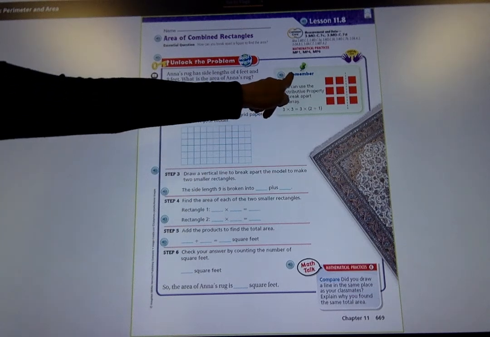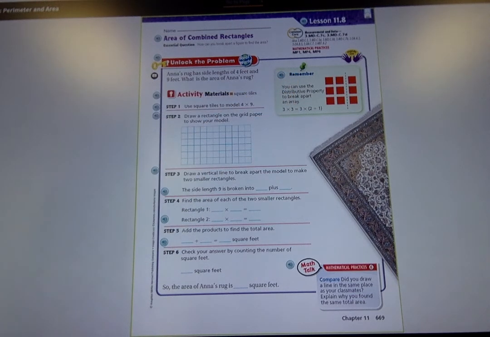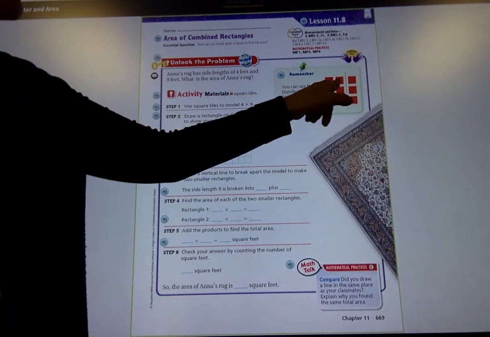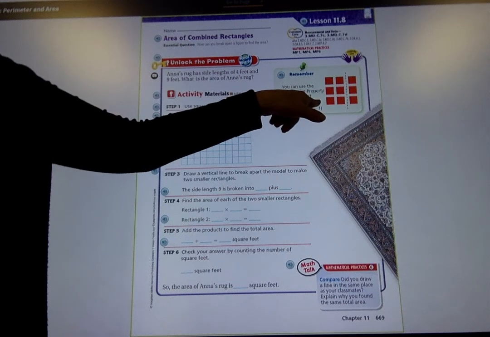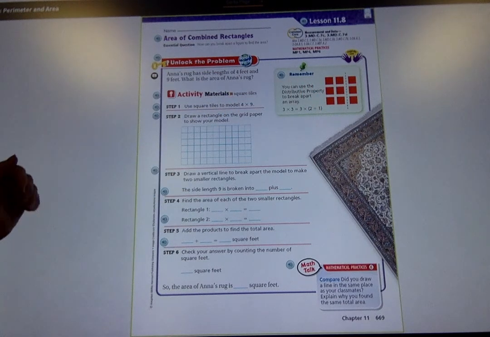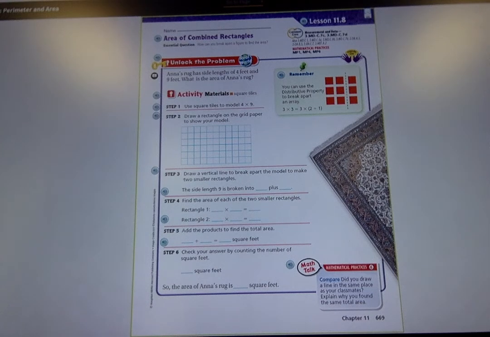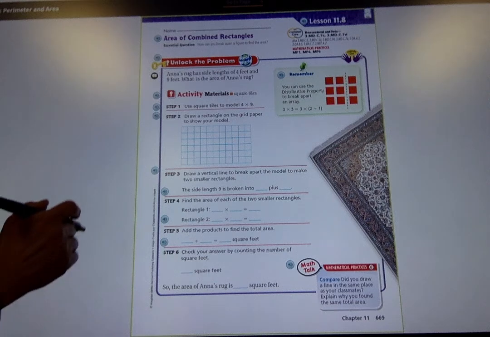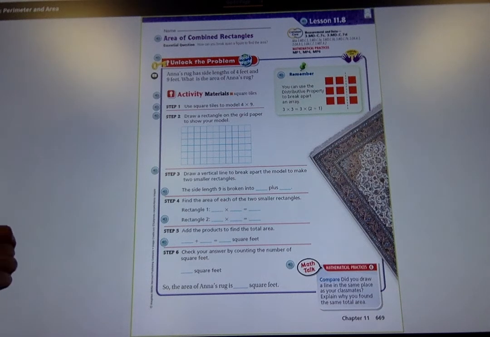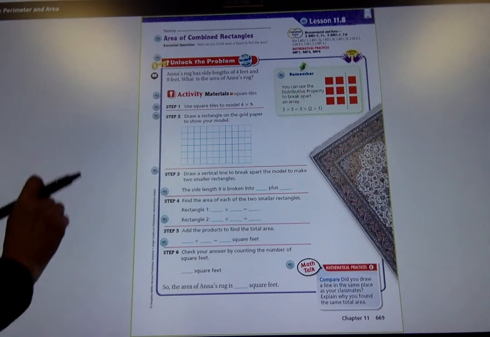And we're going to remember that you can use the distributive property to break apart an array. An array is this group of squares that have been lined up. So we're going to use square tiles to model 4 by 9. Well, we don't have square tiles at home right now, so I may have sent some home with you, and you can use those if you like. They were some blue squares, I think, that I had cut up, or we can draw it here.